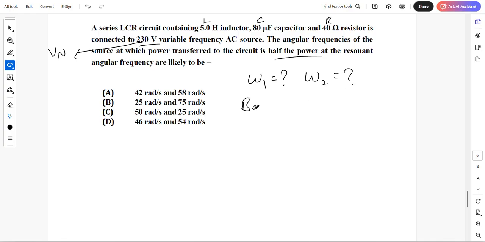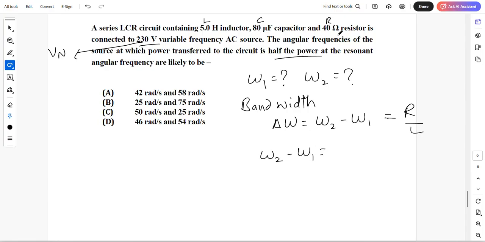We know the bandwidth formula. What is bandwidth? Nothing but the difference of these two frequencies, omega 2 minus omega 1. What is the formula? R by L. Now omega 2 minus omega 1 is equal to R by L. R they have given as 40, and L is 80. Now R by L is how much? Sorry, L is 5. How much is it? 8 radian per second.